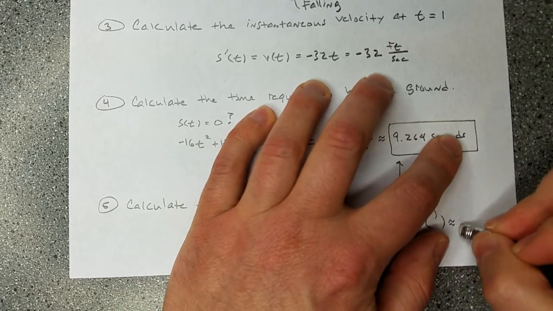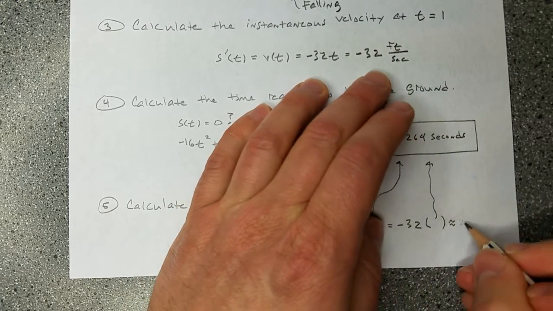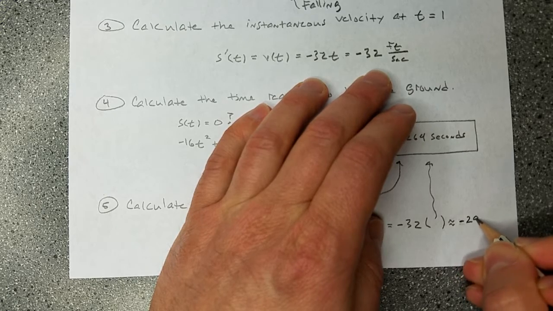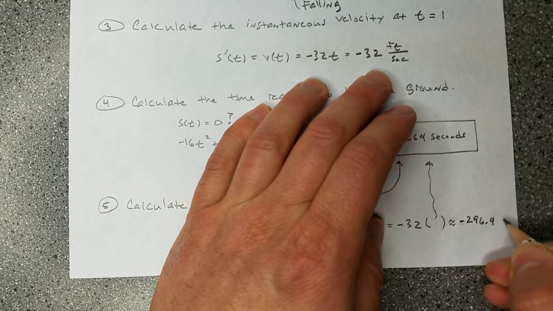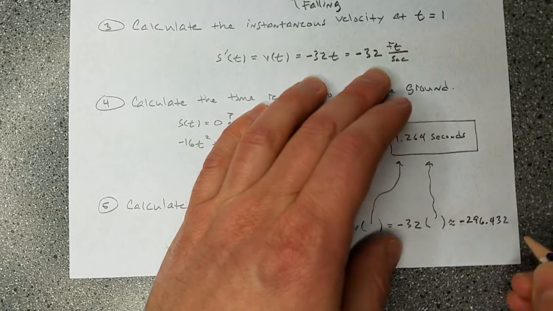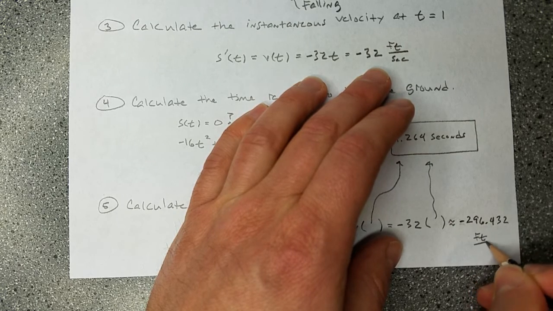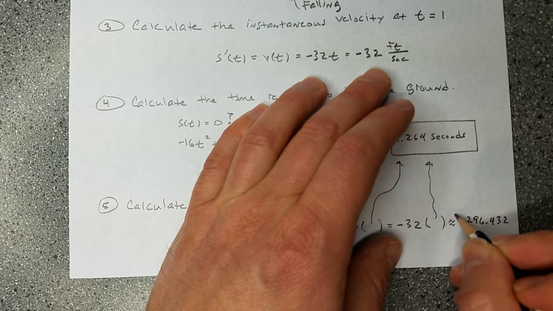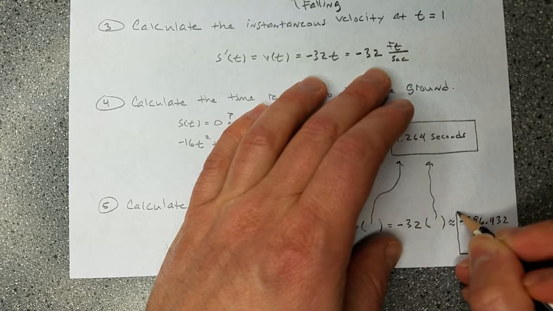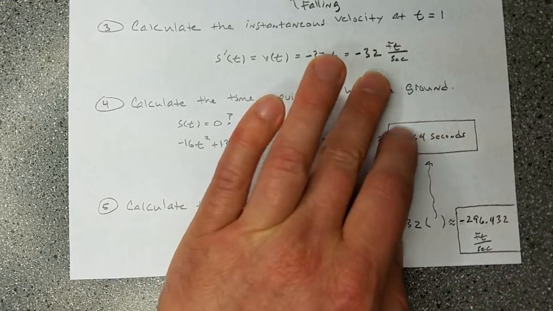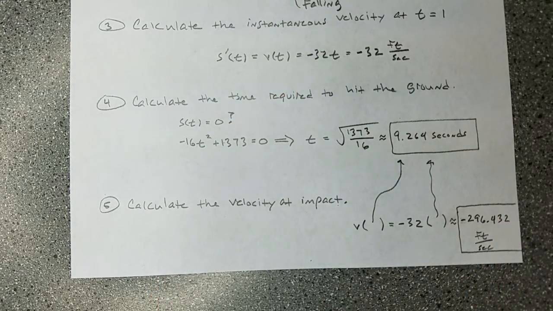It's negative, right? It's falling. Negative 296.432 feet per second. That looks messy, but, well, you see it, right? It's moving fast when it hits the ground.